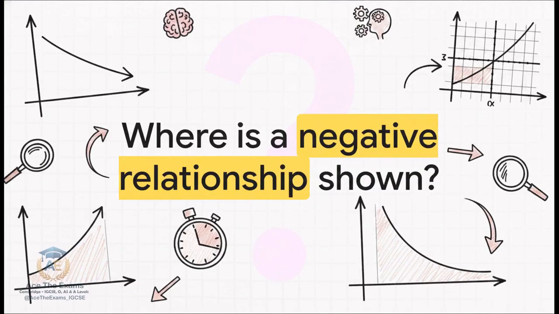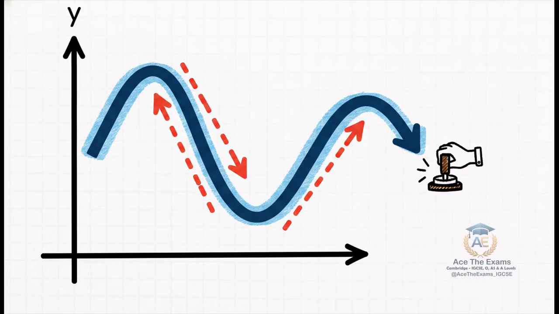I want you to pause and predict. Looking at the entire curve, where exactly on this graph is a negative relationship shown? Scan those letters, lock in your answer in your head before the virtual timer runs out. Got it? Are you looking at the gradient? Let's see if you nailed it.